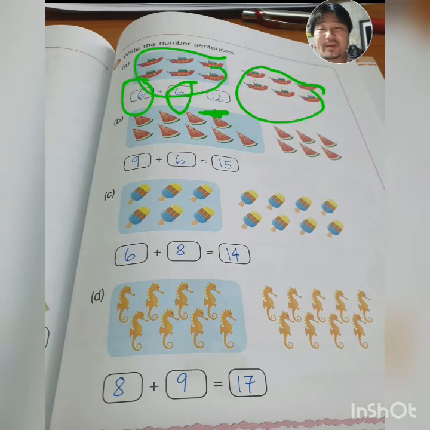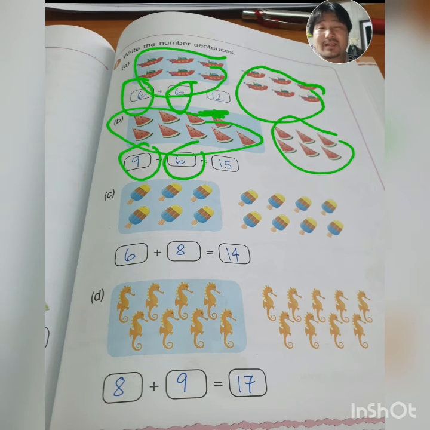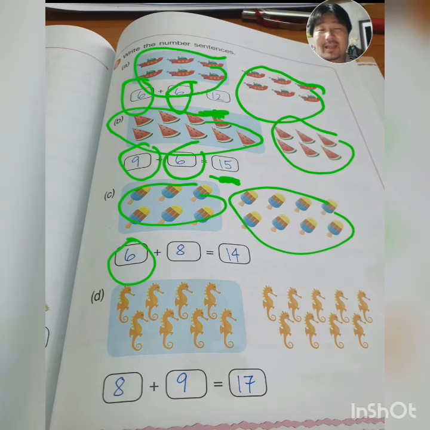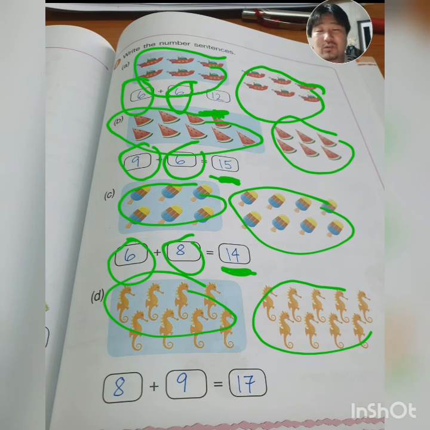Alright, and then D, the watermelon, you have 9 in the box, so 9, and then outside the box you have 6, so 9 plus 6 equals 15. How about ice creams? You have 6 in the box, so you write 6 first, and then you have 8 outside the box, so you plus 8, and 6 plus 8 equals 14. And lastly, the seahorses. You have 8 seahorses in the box, and you have 9 seahorses outside the blue box. So 8 plus 9 equals 17.